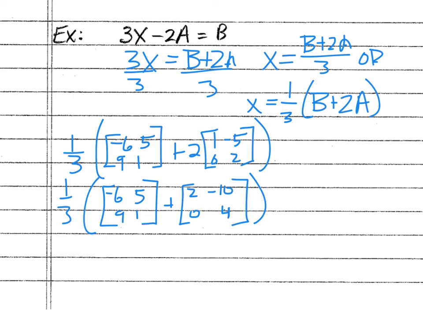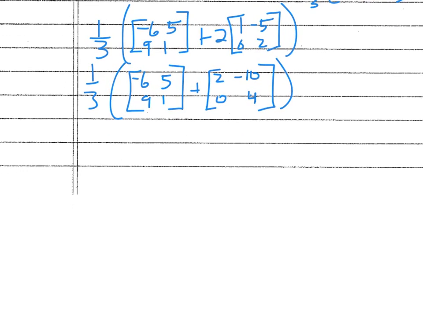So I'm going to add these together now. Add these together. So this is going to be 1/3 times the matrix: negative 6 plus 2 is negative 4. 5 plus negative 10 is negative 5. 9 plus 0 is 9. 1 plus 4 is 5.